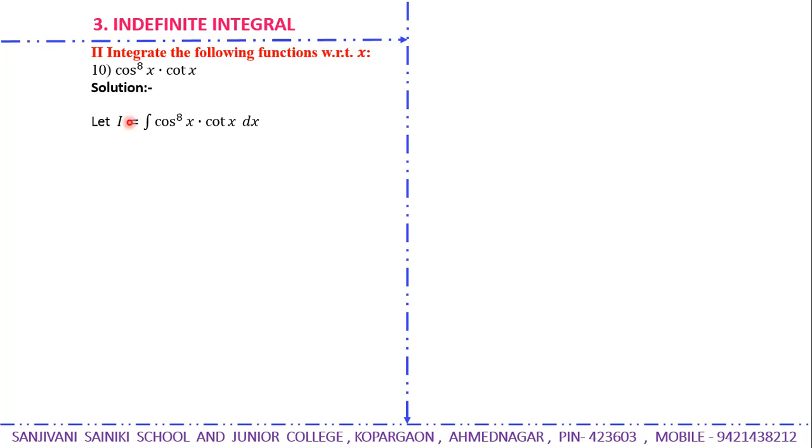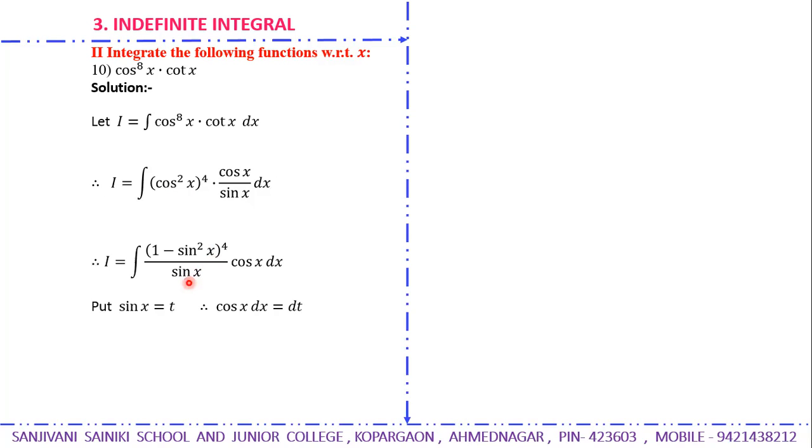Now look at this example, cos raised to 8x into cot x. So what is this cot? Cot is cos upon sine, and this cos raised to 8, I can write as cos square raised to the 4th power. Now cos square is 1 minus sine square. Okay, so now what will we do? We will use the substitution, put sin x is equal to t. So its derivative cos x dx is dt.